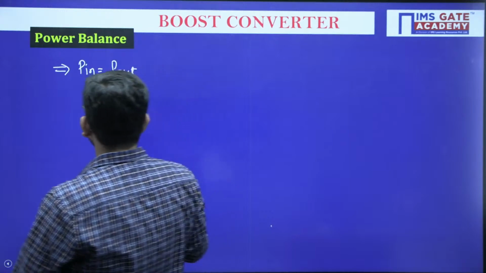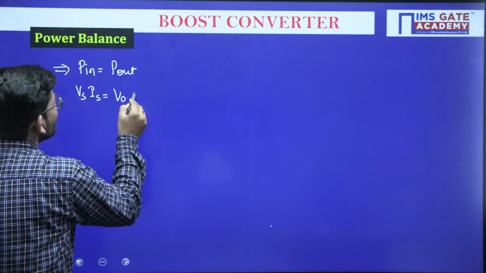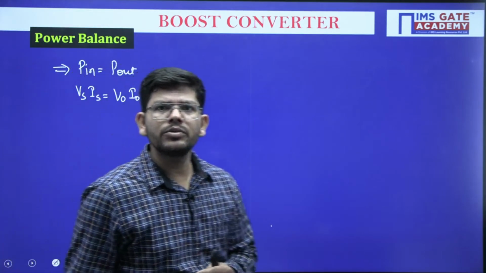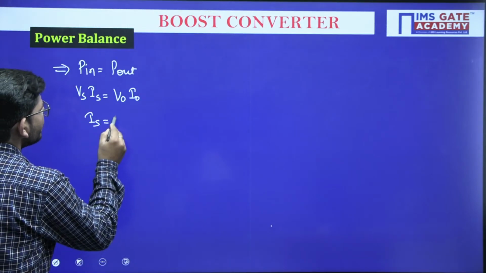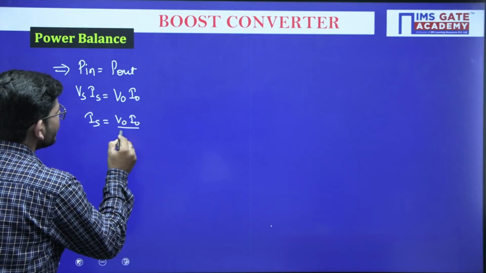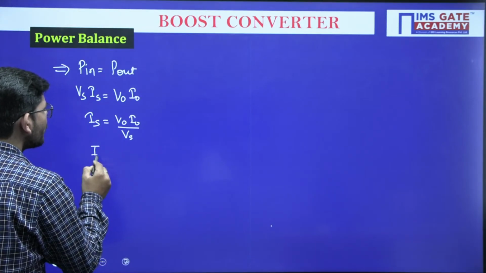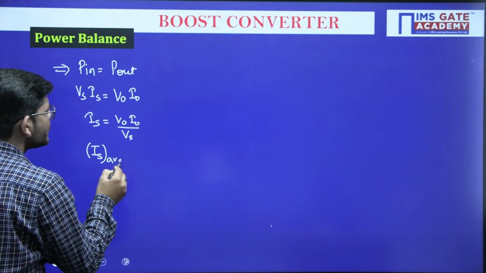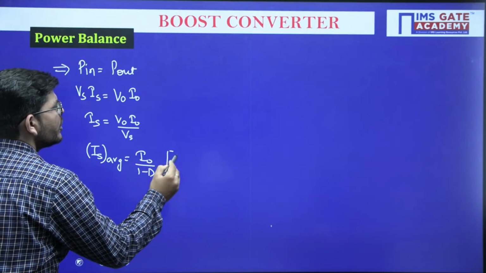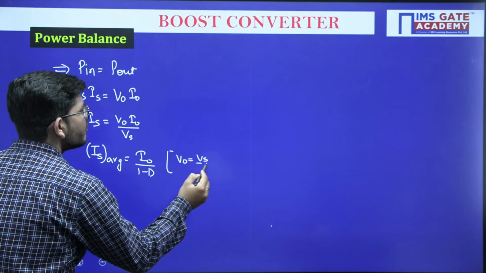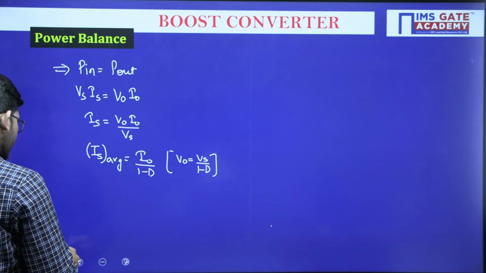So if it is so, what can we write here? We can write Vs into Is equals V naught into I naught. Thank you Neha. So if we want to get Is, that will be equal to V naught I naught divided by Vs. Now what is V naught upon Vs? We have derived one relation, because we know that V naught is equal to Vs over 1 minus d. So V naught upon Vs will be 1 upon 1 minus d, isn't it?